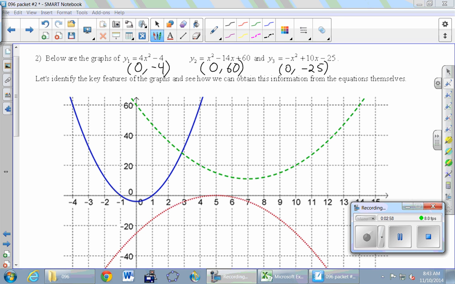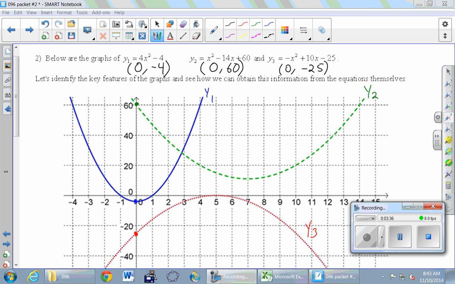Okay, the graph that's blue on my paper, which one is that? That's y sub 1, because we can see down here the point (0, roughly -4). It's hard to tell exactly. Okay, the green one here, which one is that? That's y sub 2, so we'll label this one green. And that was because this point up here is at (0, 60). And so process of elimination tells me that the red guy must be y sub 3. But does it jive? What was the y-intercept on this one? -25, and that seems reasonable looking at the graph.